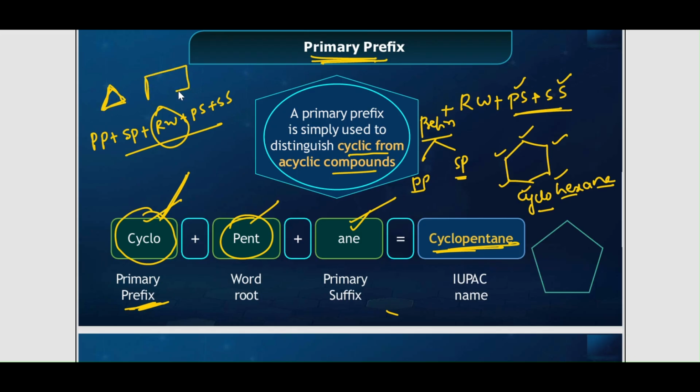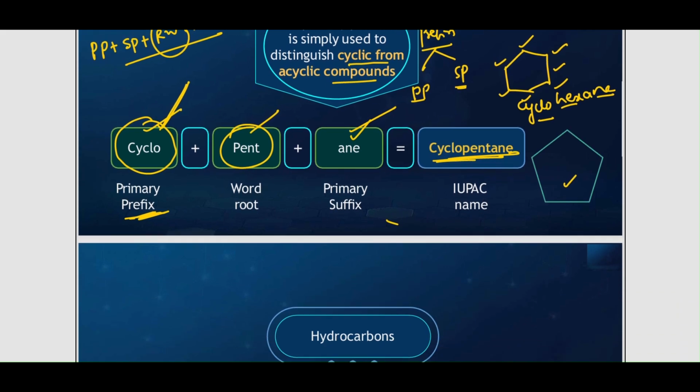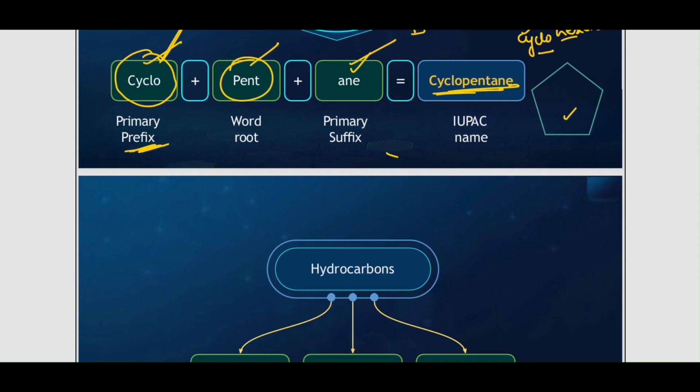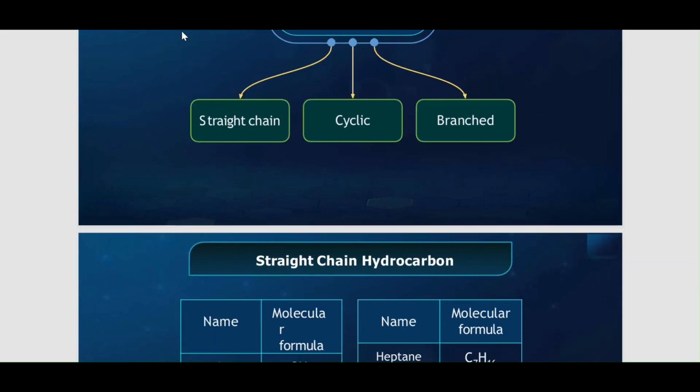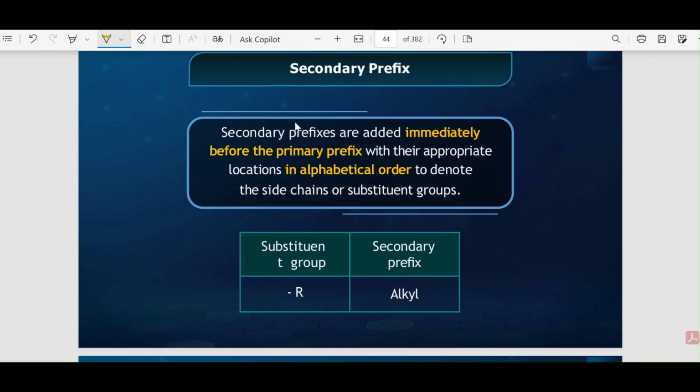Now, name of this compound: cyclopropane. Name of this closed chain compound: this is cyclobutane. Clear? So this is cyclopentane, this is cyclohexane. Next we will observe the secondary prefix.